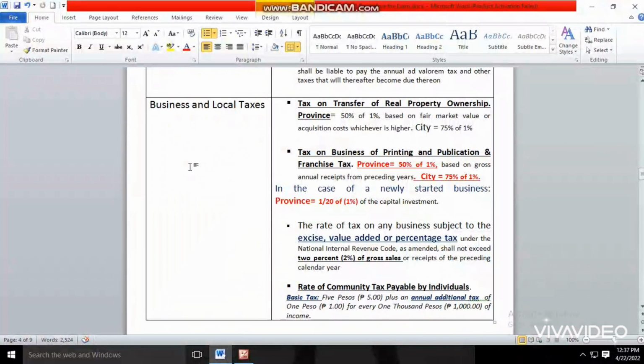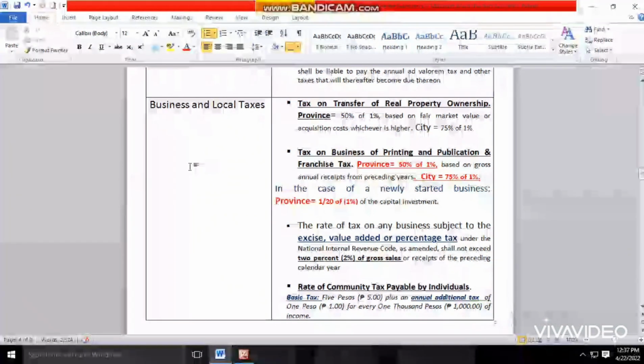Pag probinsya po, 50% of 1% based on the fair market value or the acquisition cost and computation, whichever is higher. Sa city naman po ay 75% of 1%. Sa tax on business ng printing and publication at saka franchise tax, pareho po itong calculation nila. So sa province, pag nagbabayad kayo doon ay 50% of 1% based on your gross annual receipts from the preceding year, and then 75% of 1% for the city.